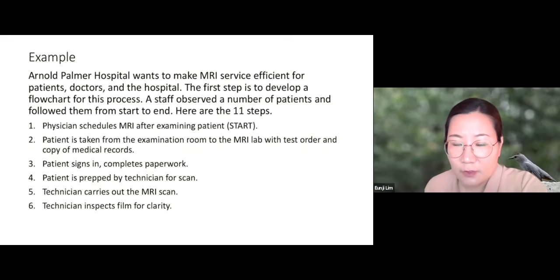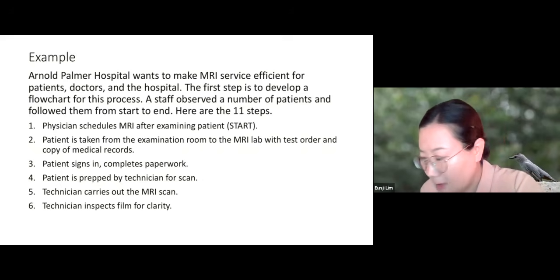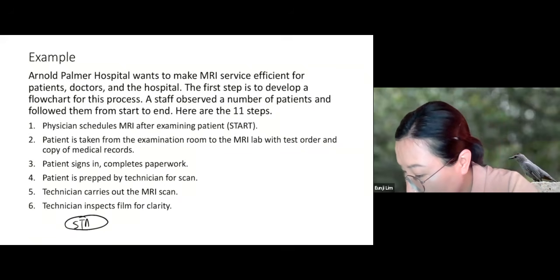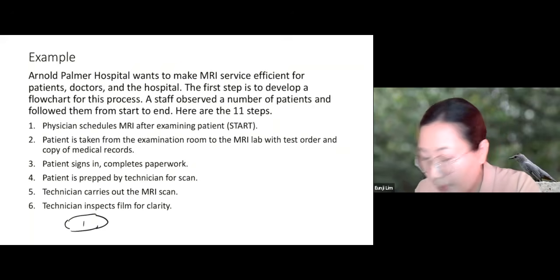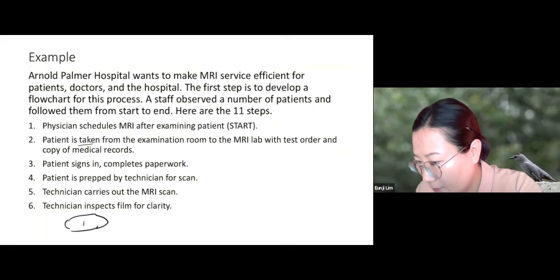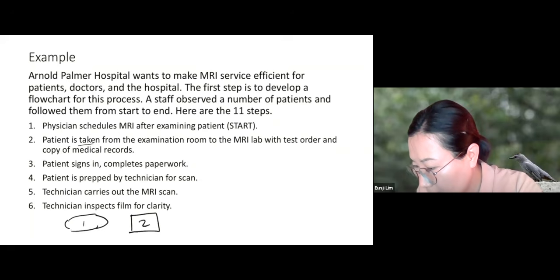A staff observed a number of patients and followed them from start to end. Here are the 11 steps. Number 1, physician schedules MRI after examining patients. So that's the start step. So we're going to use an ellipse. Start. Let's call it number 1. Number 2, patient is taken from the examination room to MRI with test order and a copy of medical records. Now, this is an action step, so I'm going to use a rectangle, number 2.